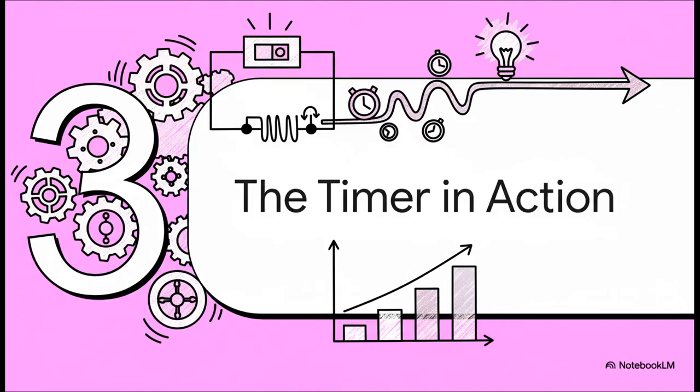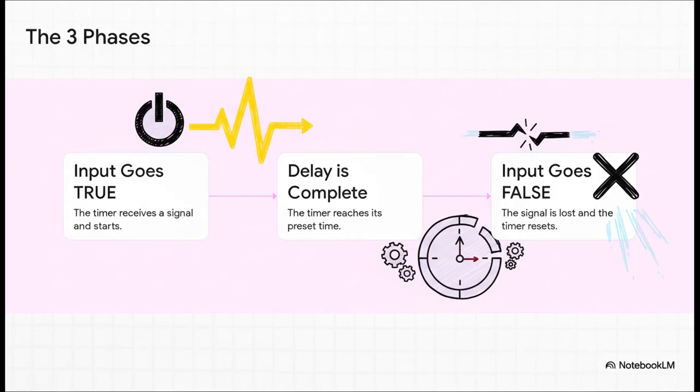All right, so we've got the parameters, we've got the status bits. Let's put it all together and watch how this thing actually works, from the very beginning to the very end. The entire life of a timer really just boils down to 3 big moments. First, when its input turns on and everything kicks off. Second, the moment it finishes counting. And finally, when its input turns off, which is what resets the whole thing back to the start.